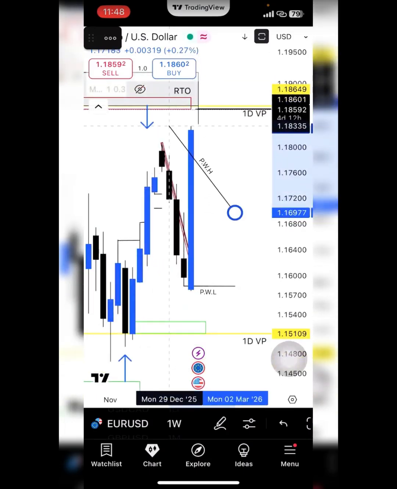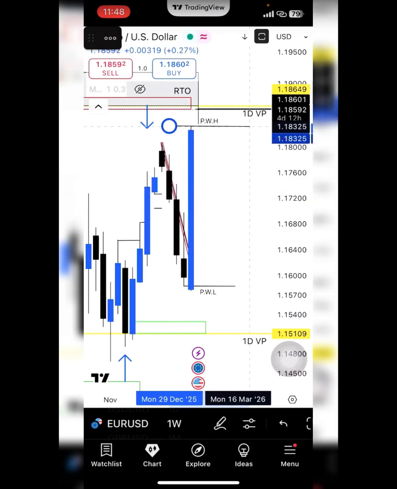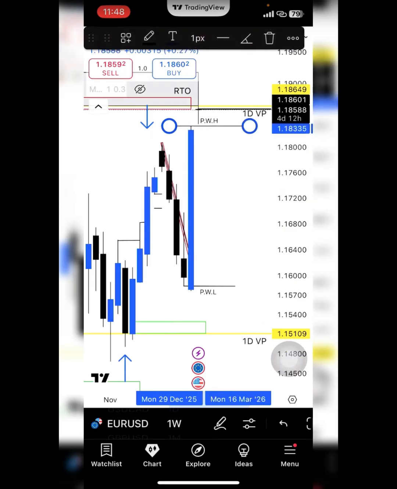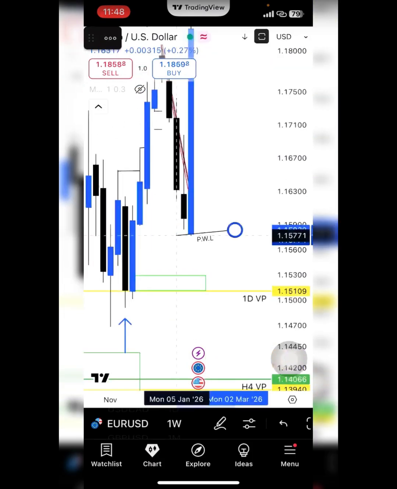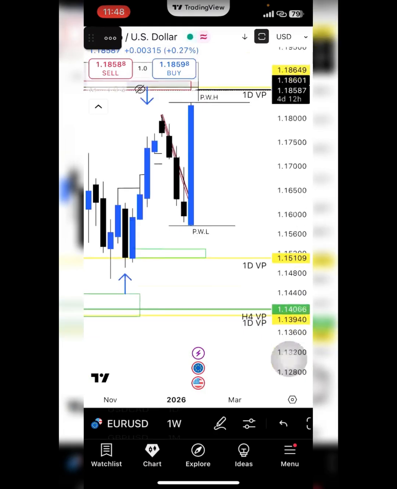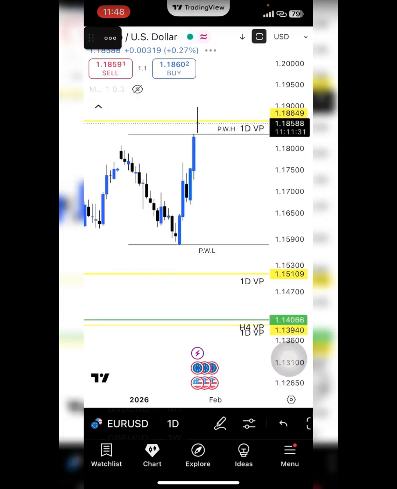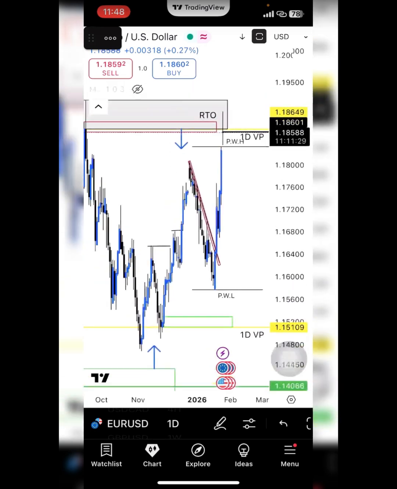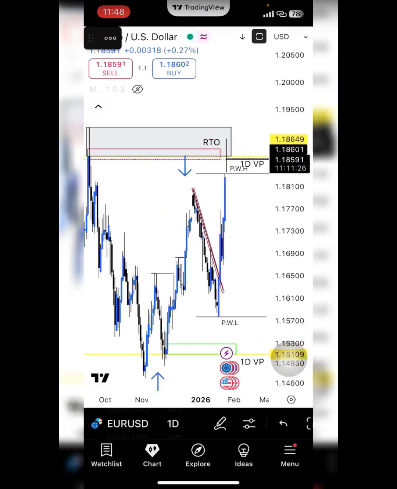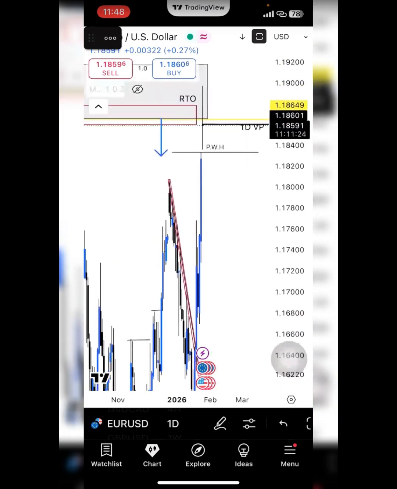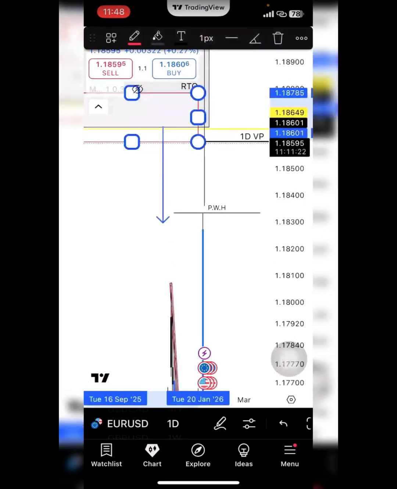This is the previous week high over here, this previous week high over here, and then this is previous week low. Then we go to the daily time frame. On daily time frame, we mark out the daily supply zone. Okay, so this daily supply zone has been marked out far back. It's been a long time.